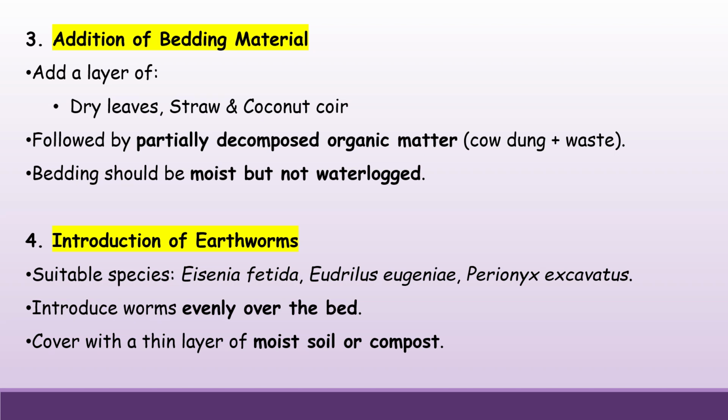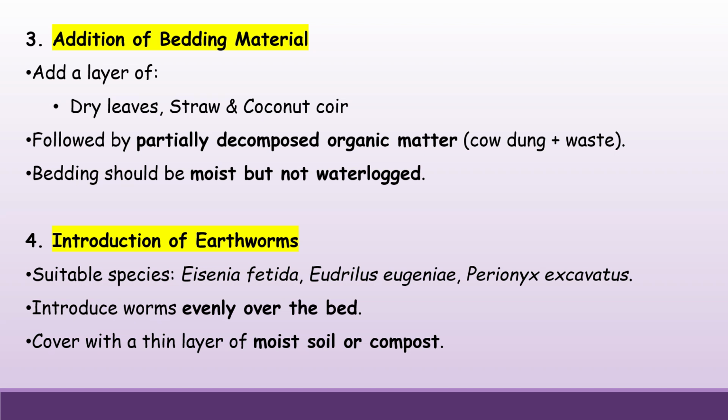so after that we're supposed to add partially decomposed organic matter. That is nothing but the cow dung actually. Okay, the cow dung can be mixed with biodegradable waste, that is kitchen waste or whatever agricultural residues are left out. The cow dung is supposed to be mixed with that and left so it can partially decompose. Okay, so that is supposed to be added as the next layer.